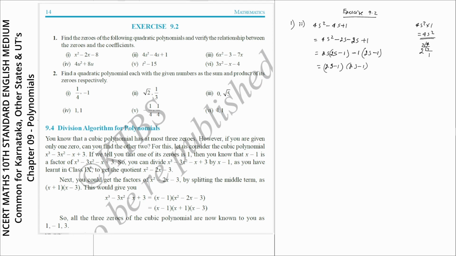Now I'll equate this to 0. 2s minus 1 into 2s minus 1 is equal to 0. I'll equate this to 0. Why am I equating this to 0? To find the zeros.